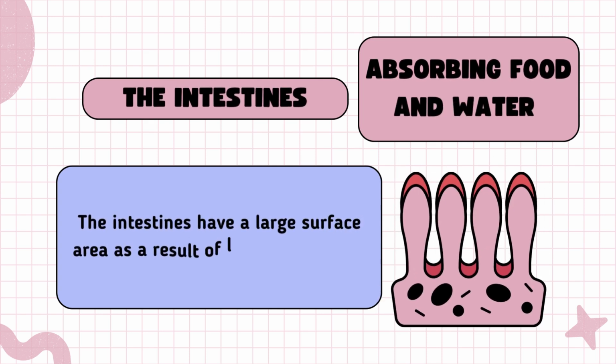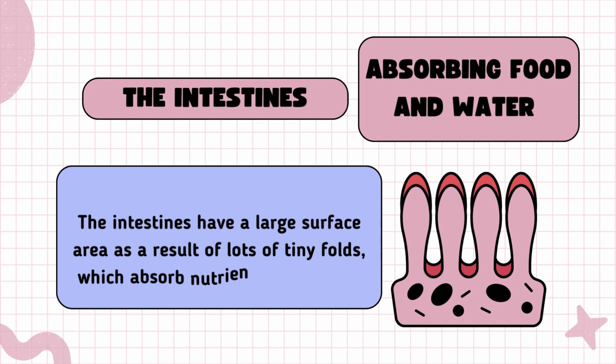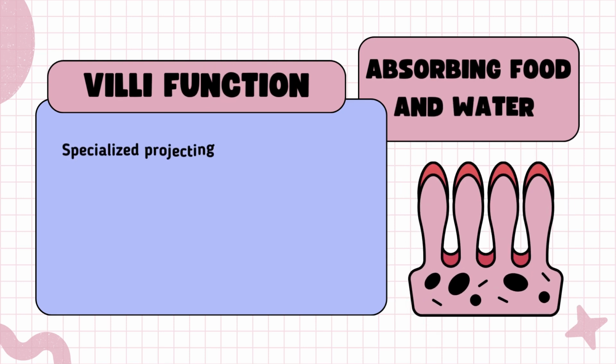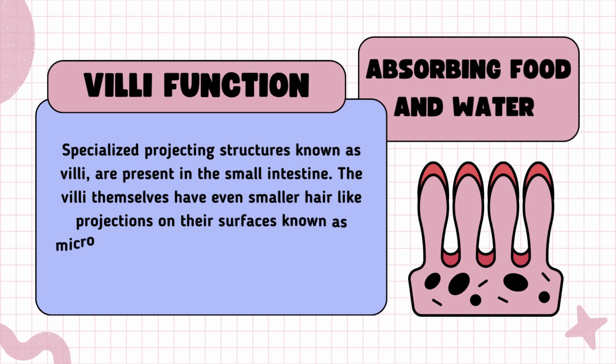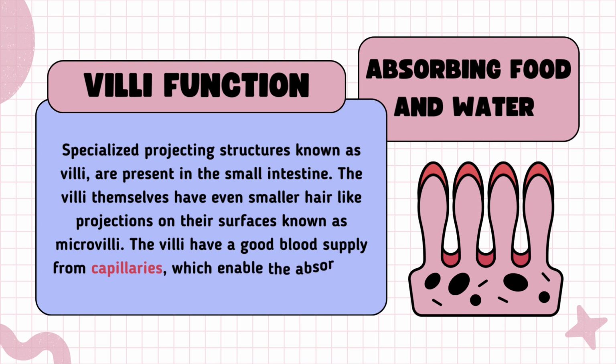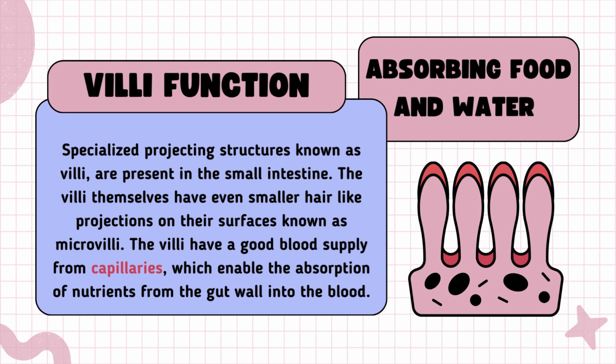The intestines have a large surface area as a result of lots of tiny folds which absorb nutrients and water. Villi function. Specialized projecting structures known as villi are present in the small intestine. The villi themselves have even smaller hair-like projections on their surfaces known as microvilli. The villi have a good blood supply from capillaries, which enables the absorption of nutrients from the gut wall into the blood.